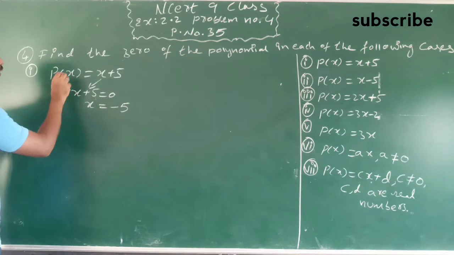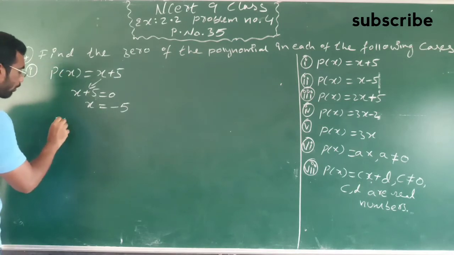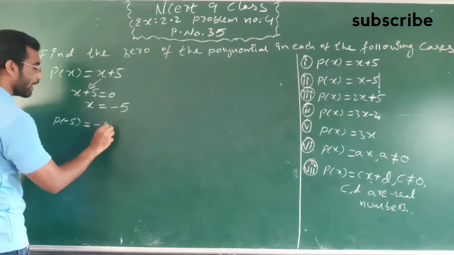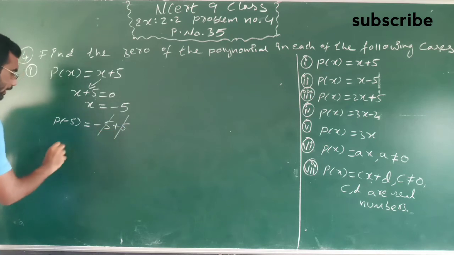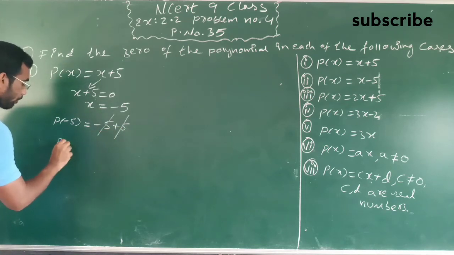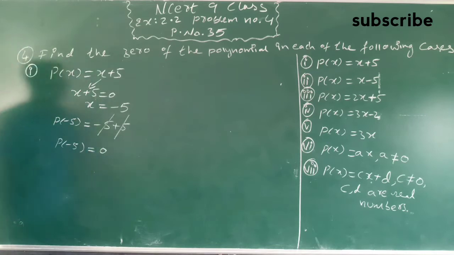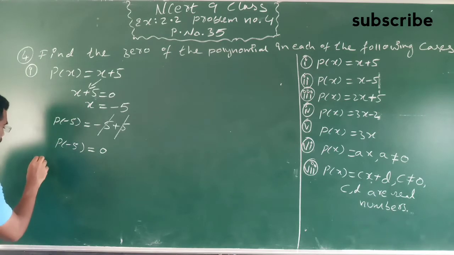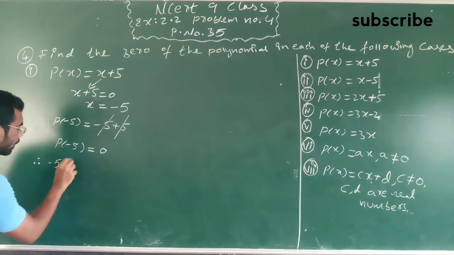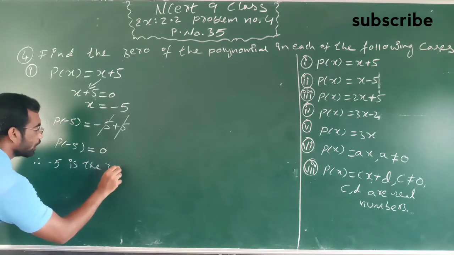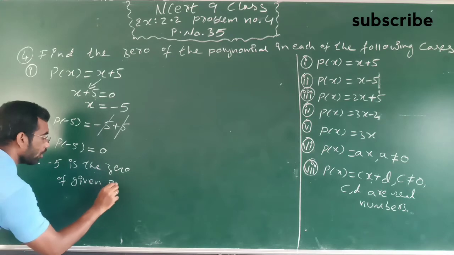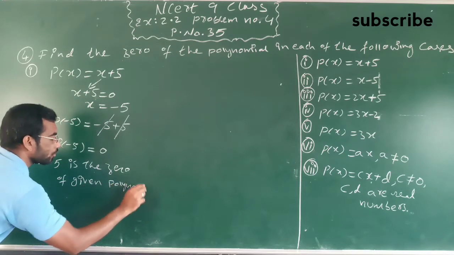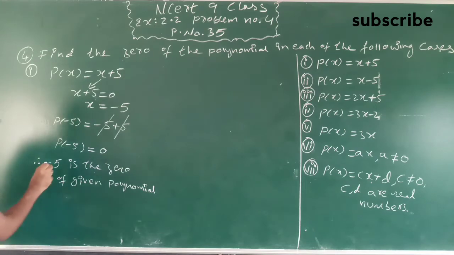Now we should substitute the value of x, that is minus 5. P of minus 5 is equal to minus 5 plus 5. Minus 5 plus 5 get cancelled. So P of minus 5 is equal to 0. Therefore, minus 5 is the zero of the given polynomial.